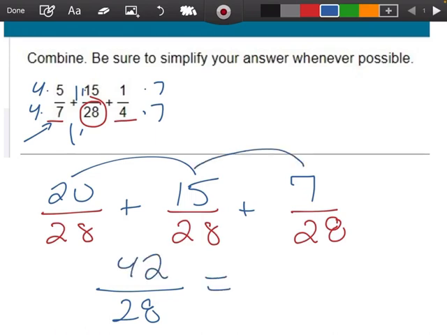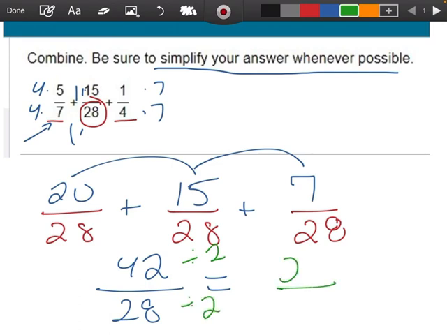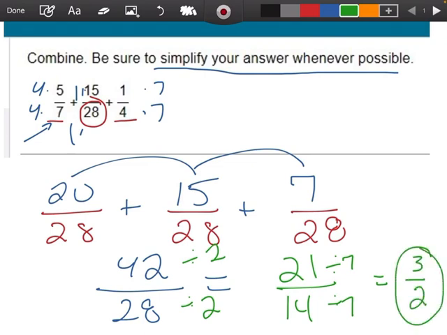Now, I need to make sure that I simplify, because it tells me right here, simplify my answer whenever possible. So 42 and 28 are both even numbers. That means that I can divide both of them by 2. Okay? So half of 42 is 21. Half of 28 is 14. The next thing I notice is, look, it's 21 and 14. I can divide both of those numbers by 7, and that's going to give me 3 over 2, right? Because 7 goes into 21 3 times, and 7 goes into 14 twice.